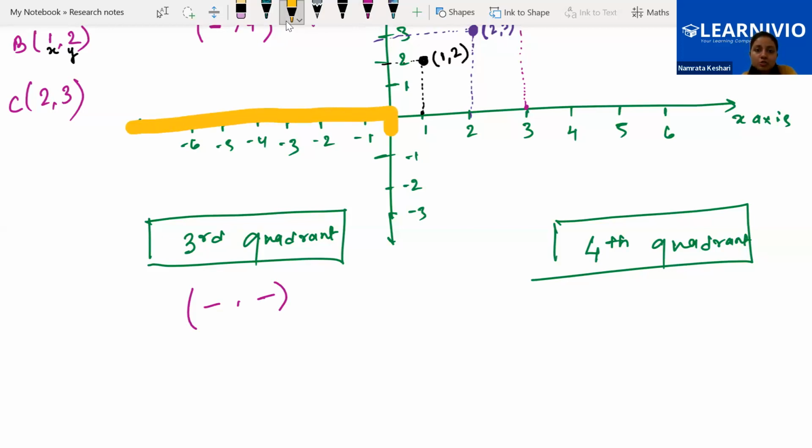This and this together give us the third quadrant. Here x is negative and here y is negative. So both will be negative.